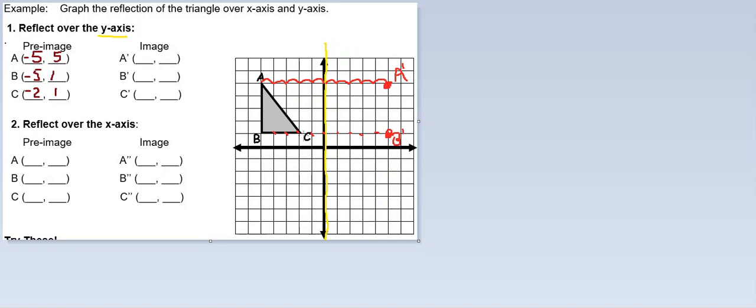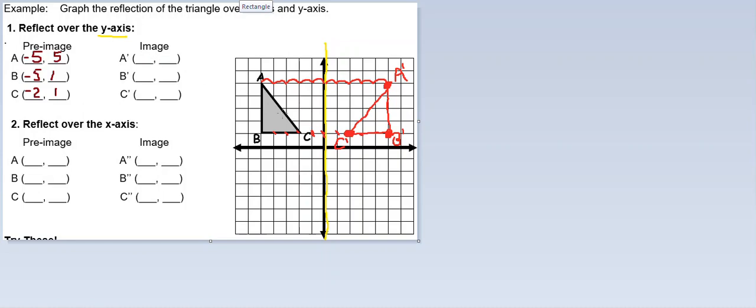C, I can see, is 1, 2 away. So I can go 1, 2, and that would be my new point, C prime. And then once I get my points, I can connect my dots, and I get my new image. We can see we've reflected this image over the y-axis. It's a mirror image of each other.